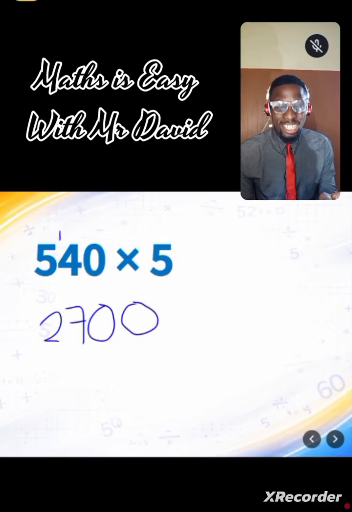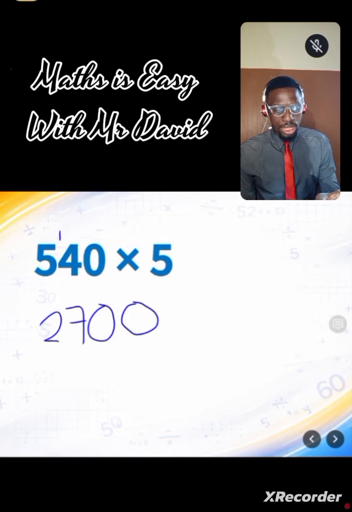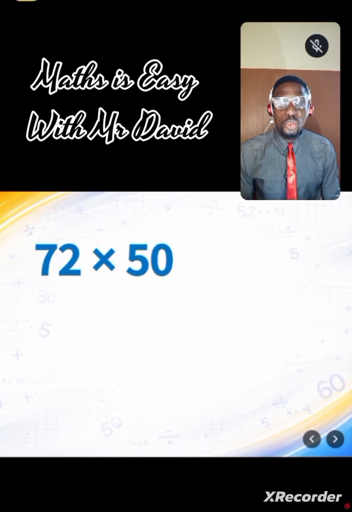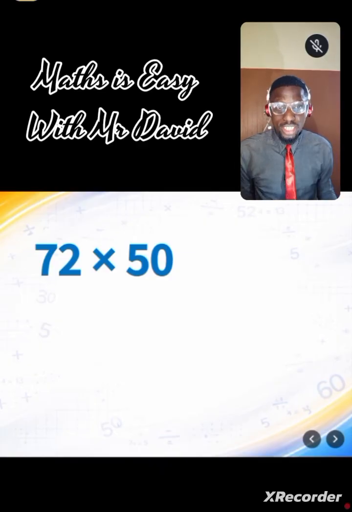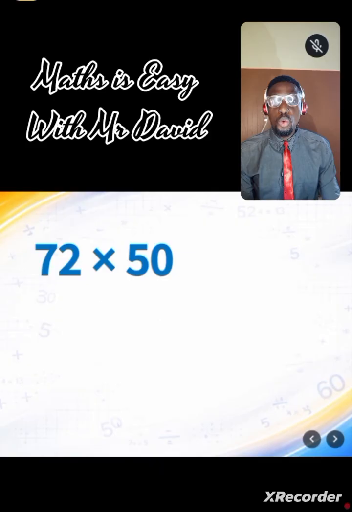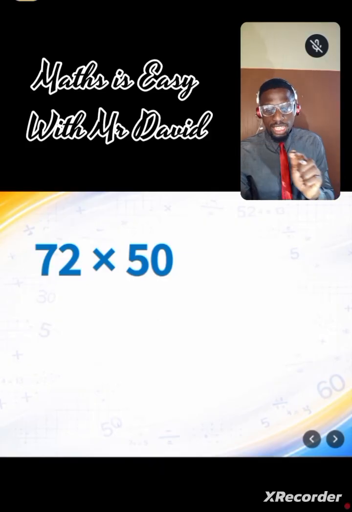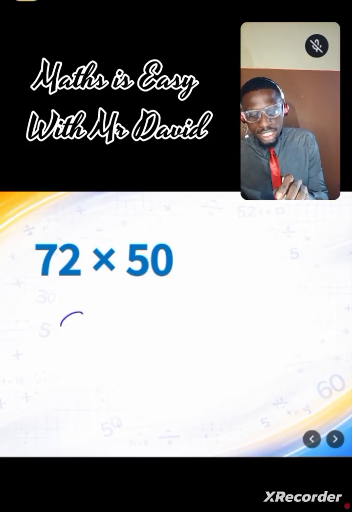2,700. I think it's getting interesting here. Now let's look at the one that has to do with 50. Okay, this is 72 multiplied by 50. Now the same thing is going to happen here, just a minor tweak. 72 will also be divided by 2. And if I divide 72 by 2, I'm going to have 36.